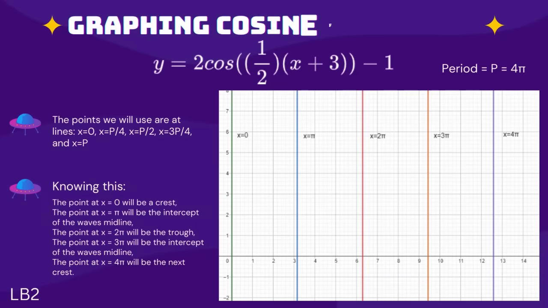Next step in graphing this function is to divide the period by 4 and add 4 tick marks to the right side of the origin, with the space in between being this value. Include the tick mark from the y-axis or x equals 0. Meaning to say, these tick marks will be located at x equals 0, x equals p over 4, x equals p over 2, x equals 3p over 4, and x equals p.